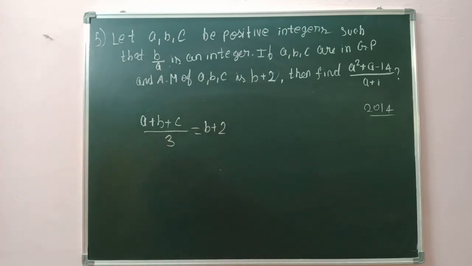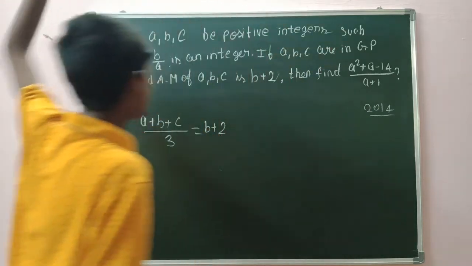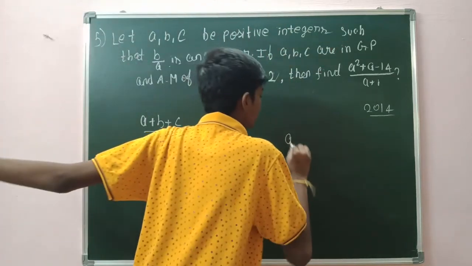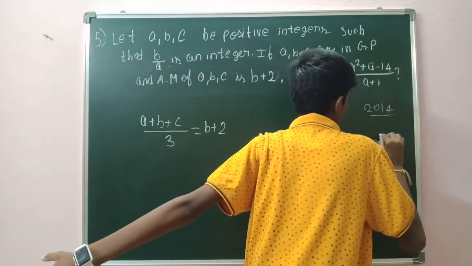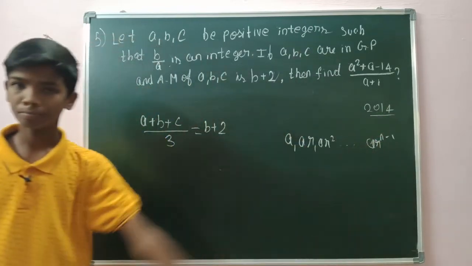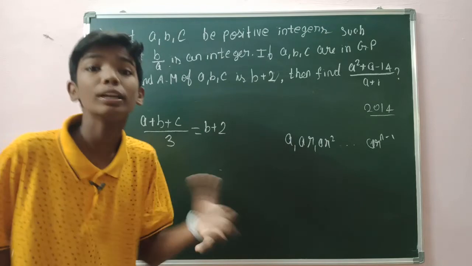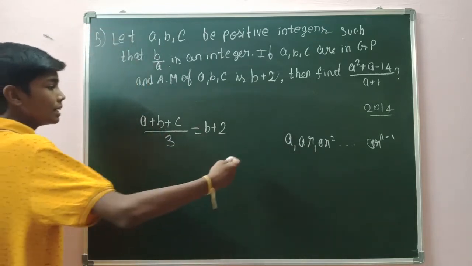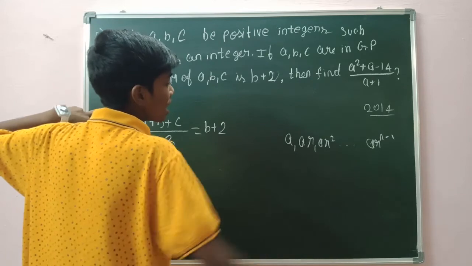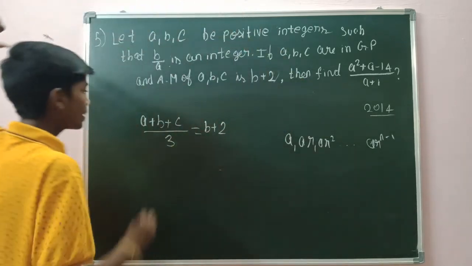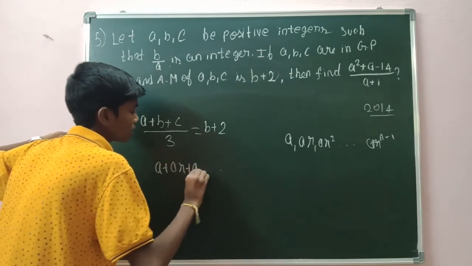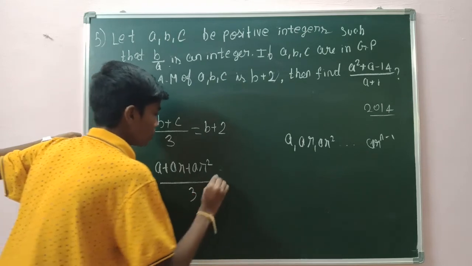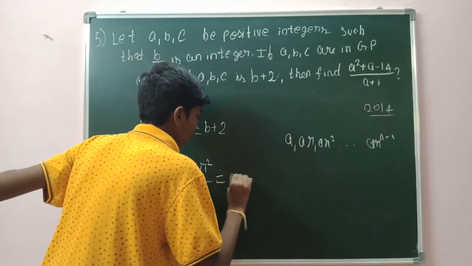So a plus b plus c by 3 is equal to b plus 2, and also it is given that a, b, c are in GP. If they are in GP, the general form will be nothing but a, ar, ar square, all the way up to ar to the power of n minus 1, where ar to the power of n minus 1 is the general term. But this is the general sequence, how it looks. So let me take the first term as a, second term as ar, and third term as ar square, where r is the common ratio. When I take it like that, I will get a plus ar plus ar square by 3 will give us b plus 2. What is b? That is ar plus 2.